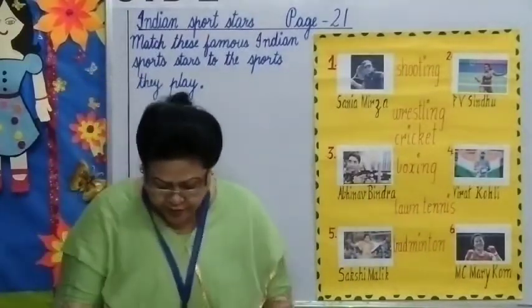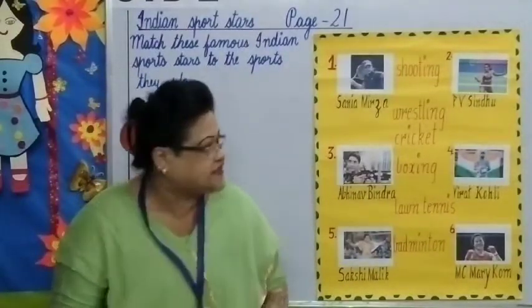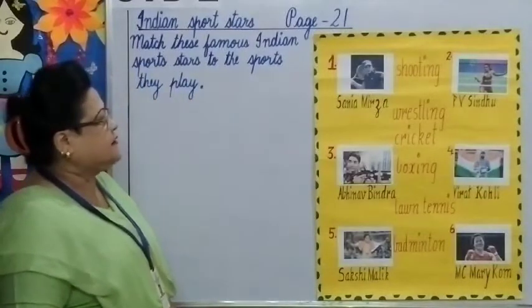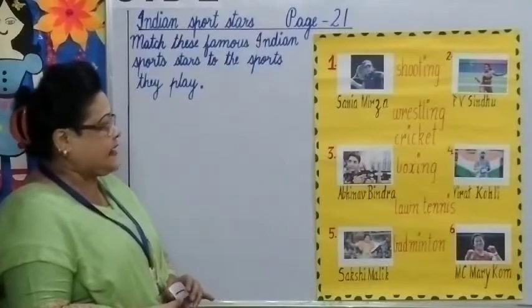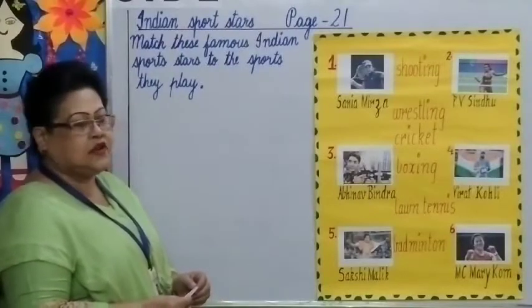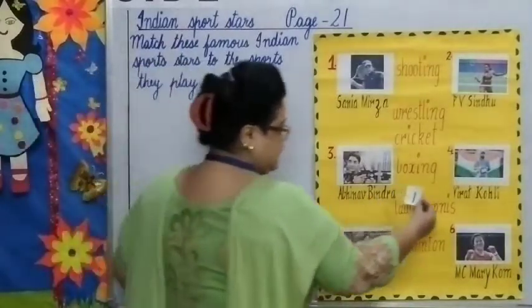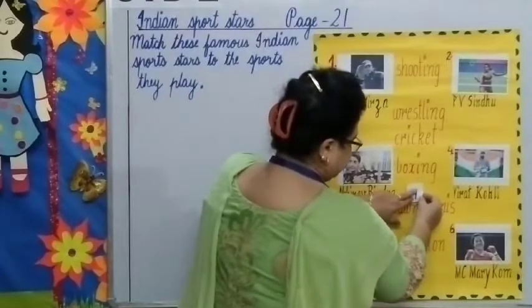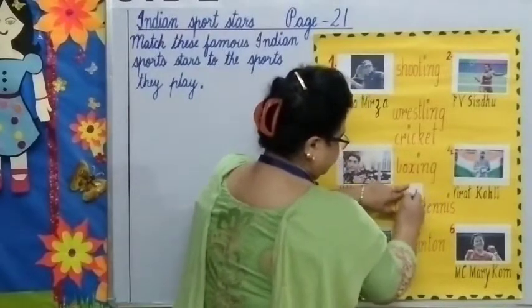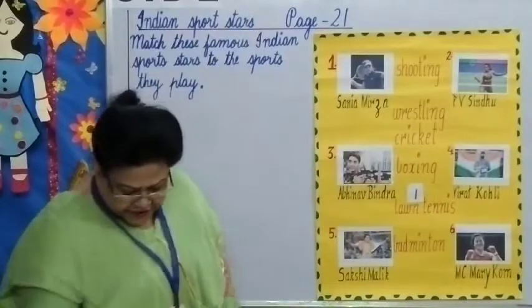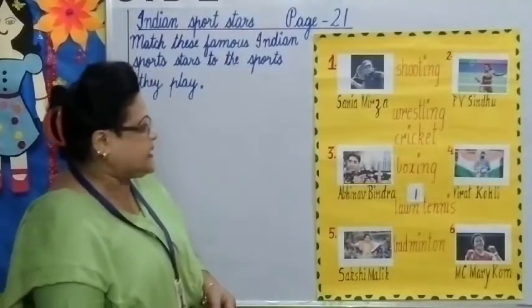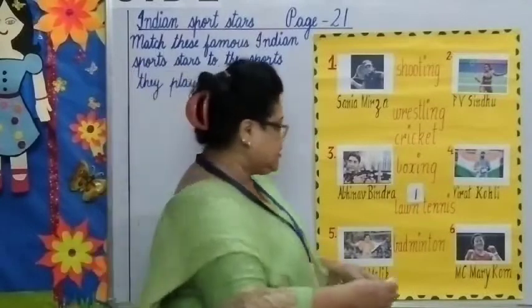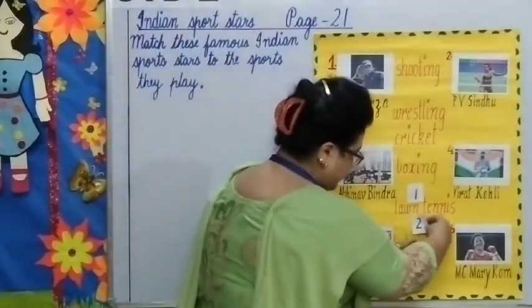Now children, we will do the matching. The first one, Sania Mirza. Can you tell me which sport does Sania Mirza play? Yes, she plays lawn tennis. So I will put number one over here. Number two, PV Sindhu. What does she play? Yes, she plays badminton. So I will put number two over here.